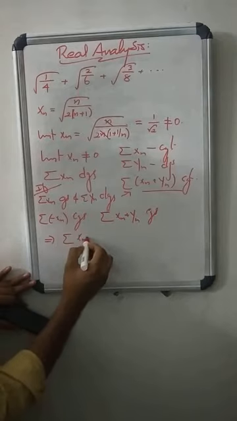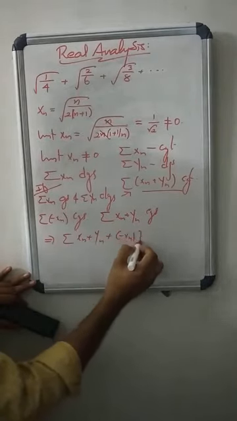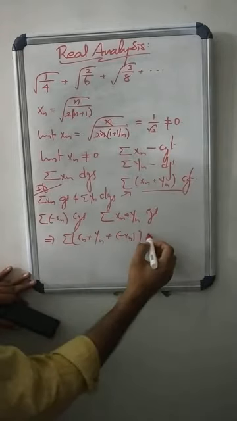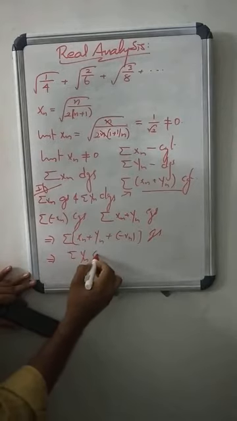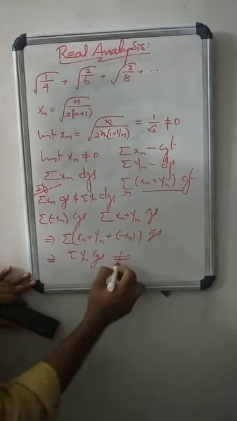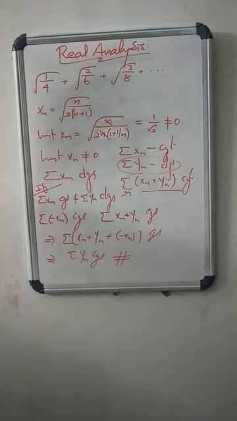That means sigma xn plus yn plus minus xn, that is sigma xn plus yn minus xn, also converges. That means sigma yn converges. So that's a contradiction to the choice of yn, since sigma yn diverges. So you cannot find such a series where one is convergent and the other diverges with their sum convergent. It is impossible. Agreed?